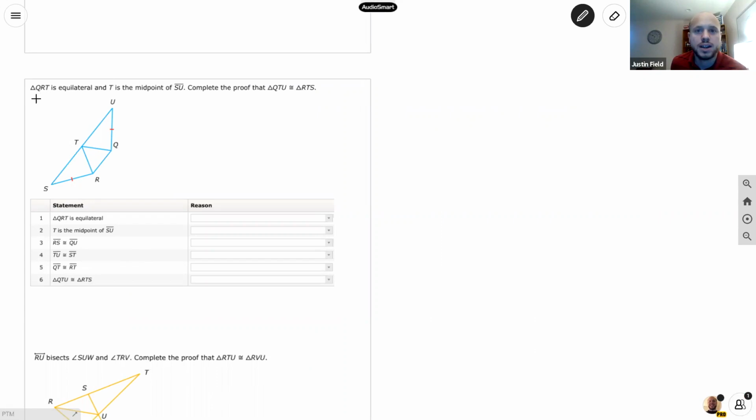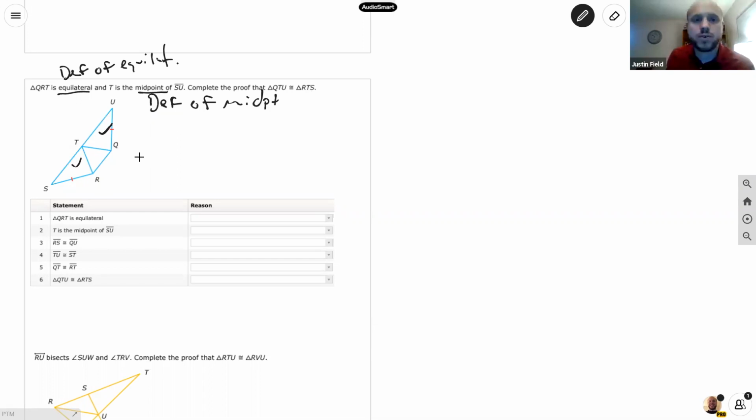through 5. So this one, we have an equilateral triangle, so I'm going to underline that because that means I'm probably going to see definition of equilateral in my reason section. And T is the midpoint of SU. There's another keyword. That's going to be a definition of midpoint, probably showing up for a congruent statement. And we want to prove that QTU, so now we've got to know which triangles, that's QTU and RTS. A little check marks in the triangles that we're talking about. And we know this is equilateral.